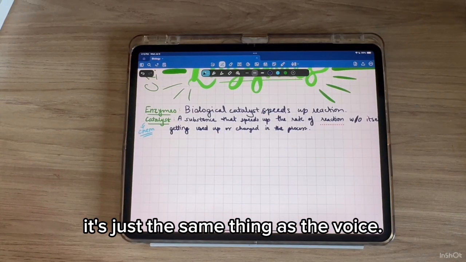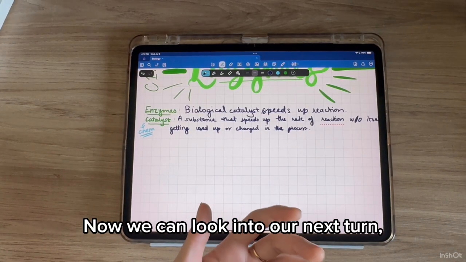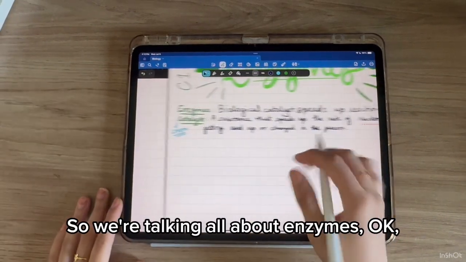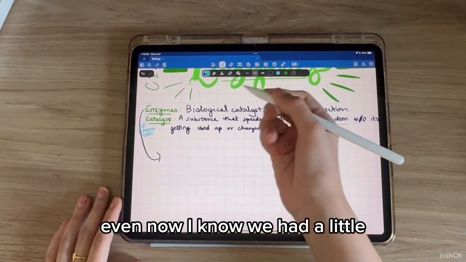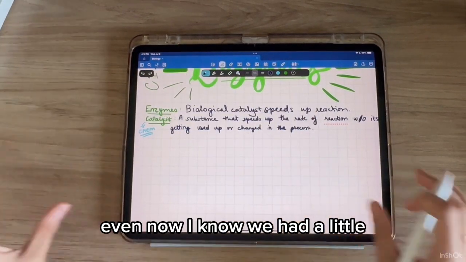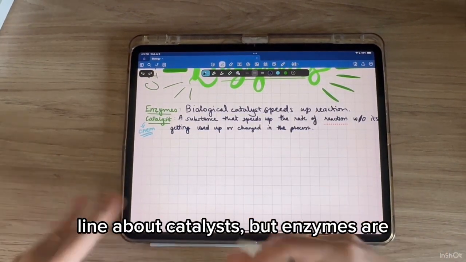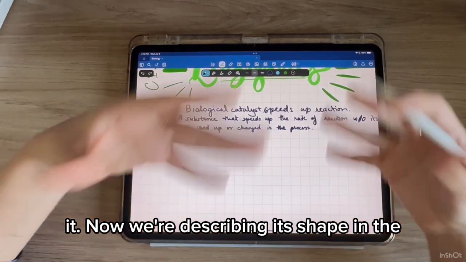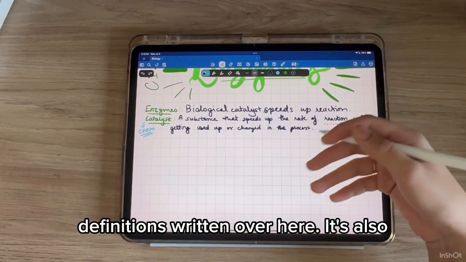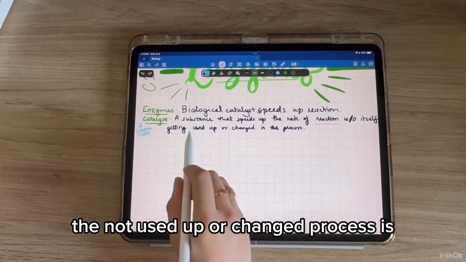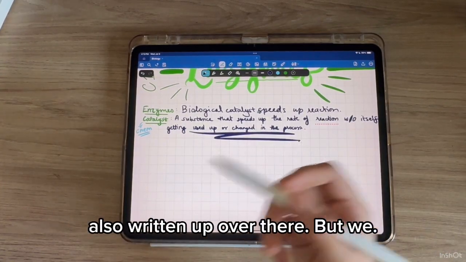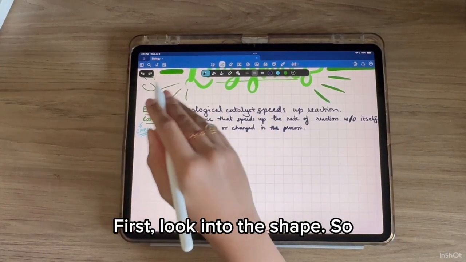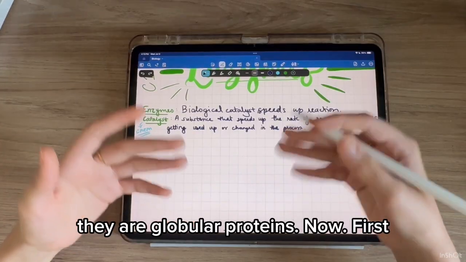Now we can look into our next term, which is they are globular proteins. Okay, so we're talking all about enzymes. Even now I know we had a little line about catalysts, but enzymes are biological catalysts. So first we defined it, now we're describing its shape. In the definition written over here, the not used up or changed part is also written, but we can first look into the shape. So they are globular proteins.